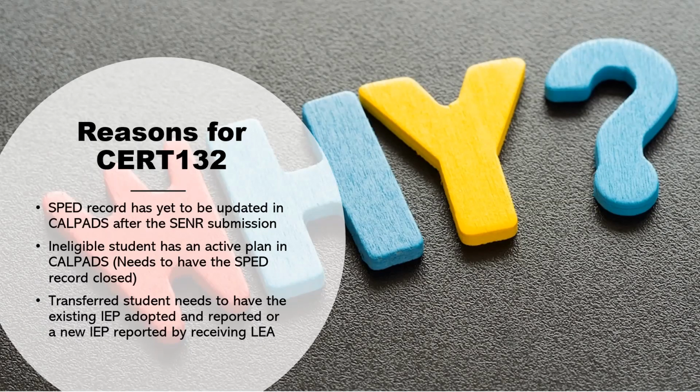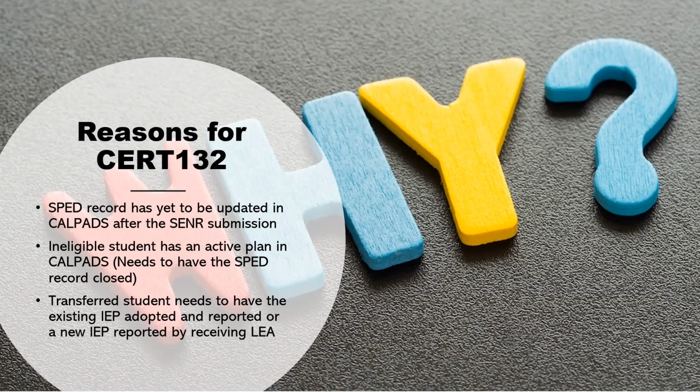Another reason for the CERT132 may be that you have an ineligible student that has an active plan in CALPADS and needs the SPED record to be closed. The reason why you haven't submitted a special education program record is that, to your understanding, the student is no longer eligible. The previous district never closed their active plan. Maybe you need to contact them, right? You have to contact that LEA or that special education data coordinator and say, hey, you have an active plan. Perhaps if you cannot contact them, the prudent thing to do is to have a plan and exit it on your end. So those are things to consider, right?